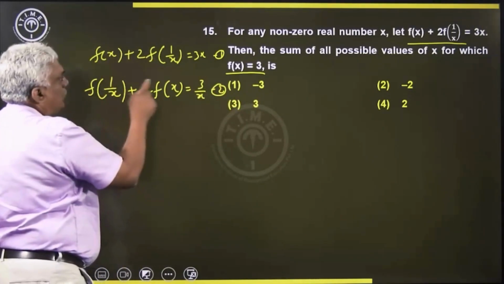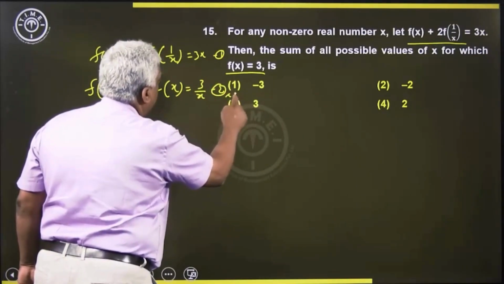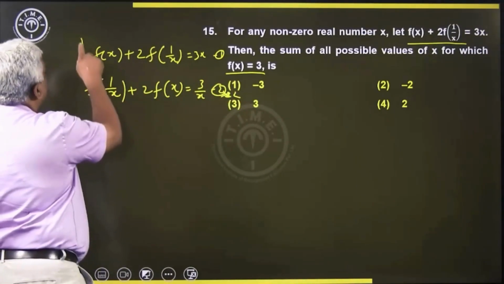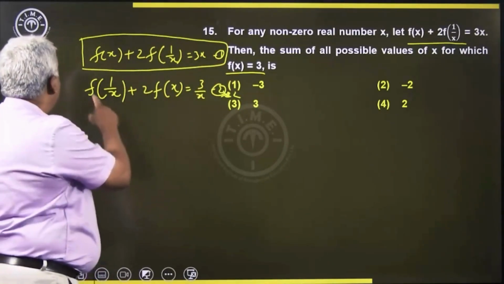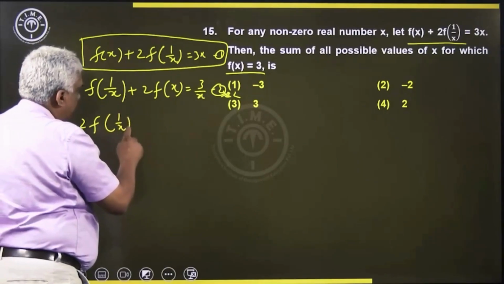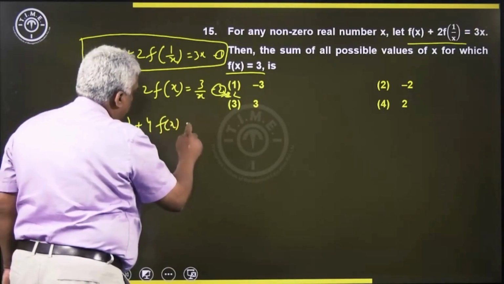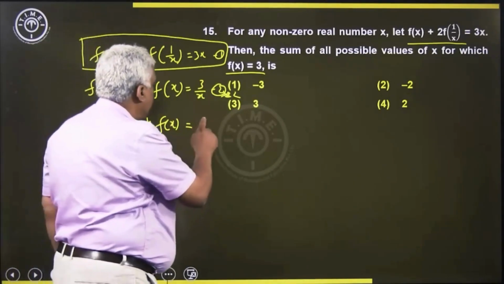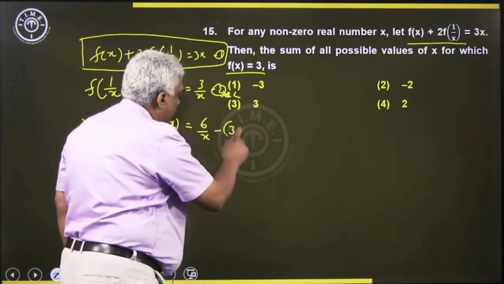So, this is 1. The second equation I am multiplying by 2. So, I will get 2 times f of 1 by x plus 4 times f(x) is equal to 6 by x, since I am multiplying by 2. Let us call it 3.